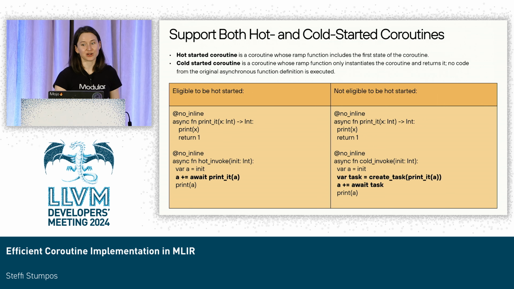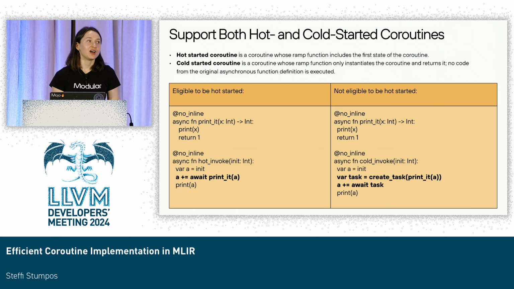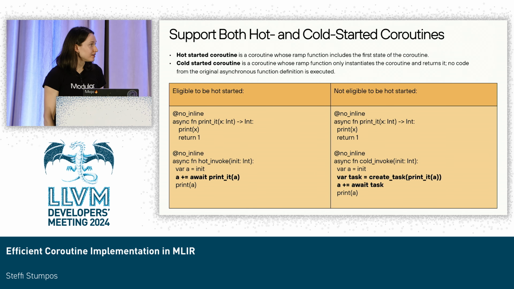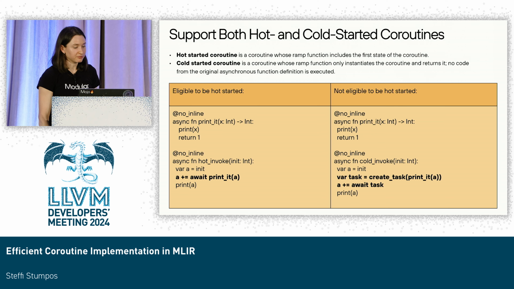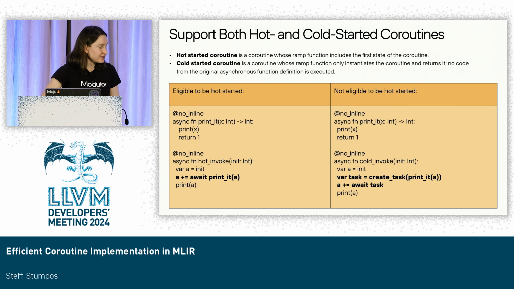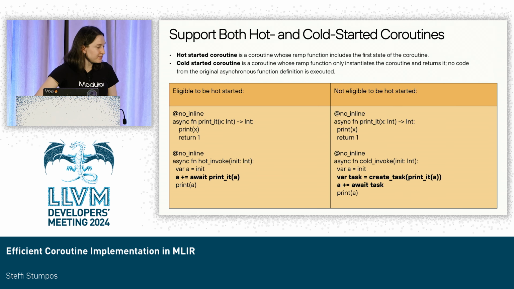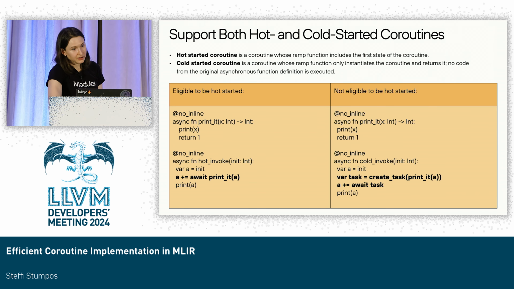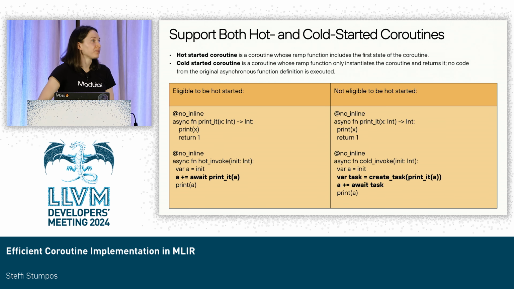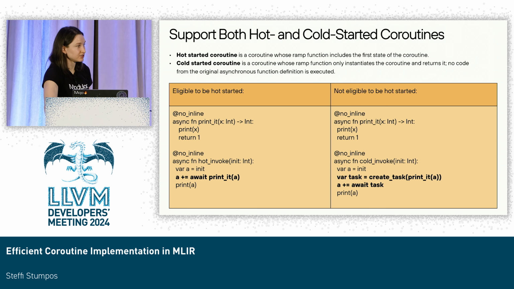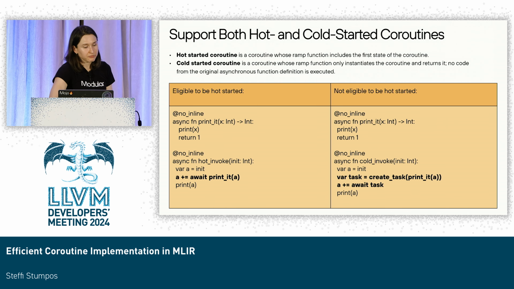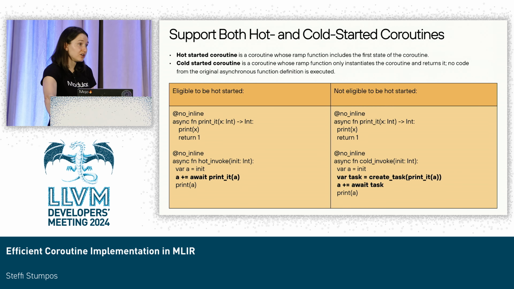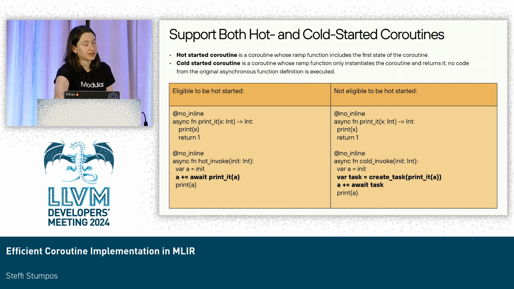OK, so I keep talking about these hot and cold started coroutines. What does that mean? Well, generally, a coroutine is lowered into a ramp and a resume function. You can put the first state of the resume function into the ramp function. That makes it a hot started coroutine. And so what that means is that when you invoke a coroutine, you are not only creating it, you are executing it. In contrast, for a cold started coroutine, the ramp only allocates the memory and configures the coroutine and then returns it. It doesn't start it at all. We really want a hot start whenever we can because it means smaller frame sizes and one less function call to complete the coroutine. But we can't always do that.